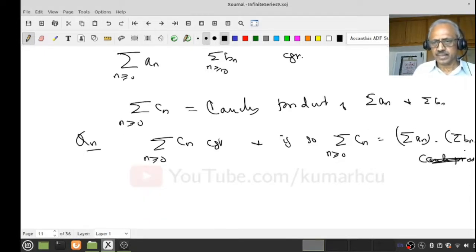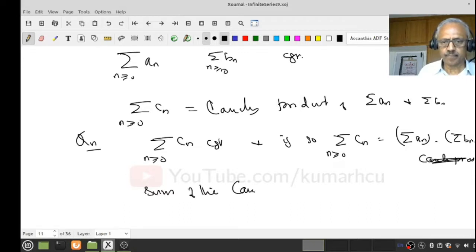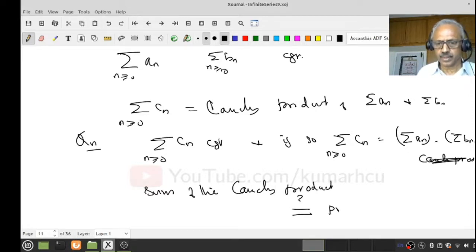This is a sum, and this is the sum of the series summation a_n. This is the sum of the series summation b_n. The product of the sums. That is the sum of the Cauchy product, is it equal to the product of the sums?